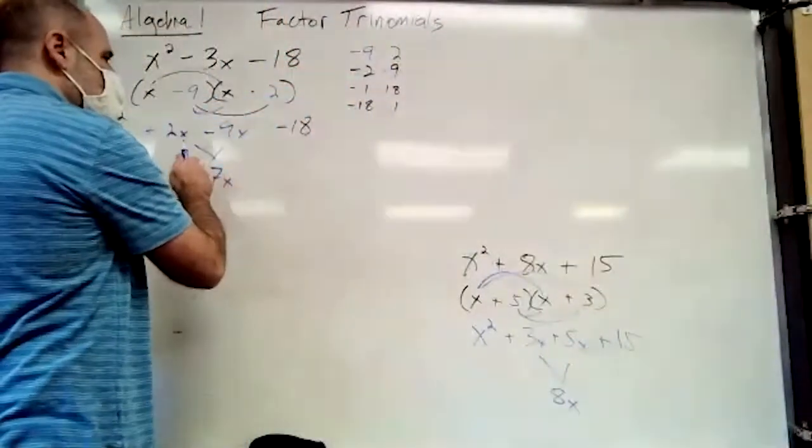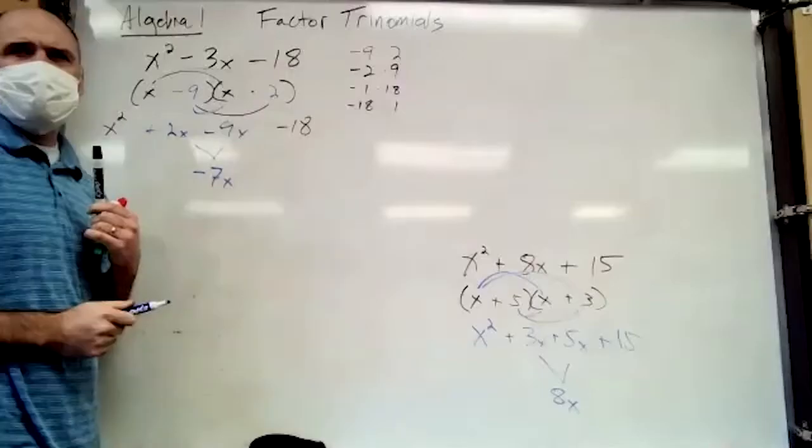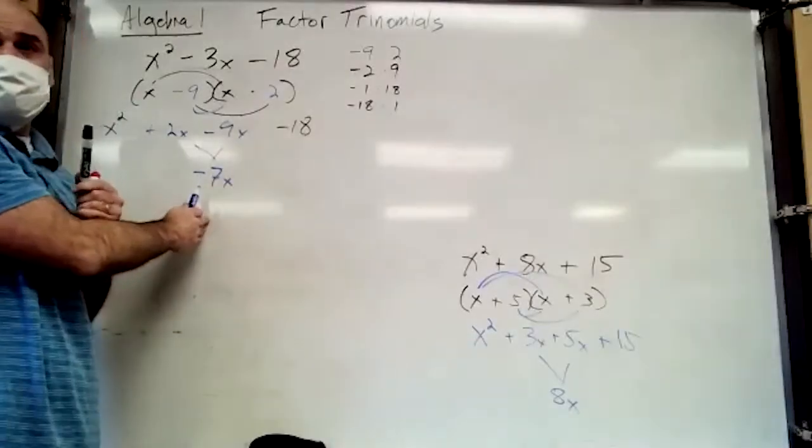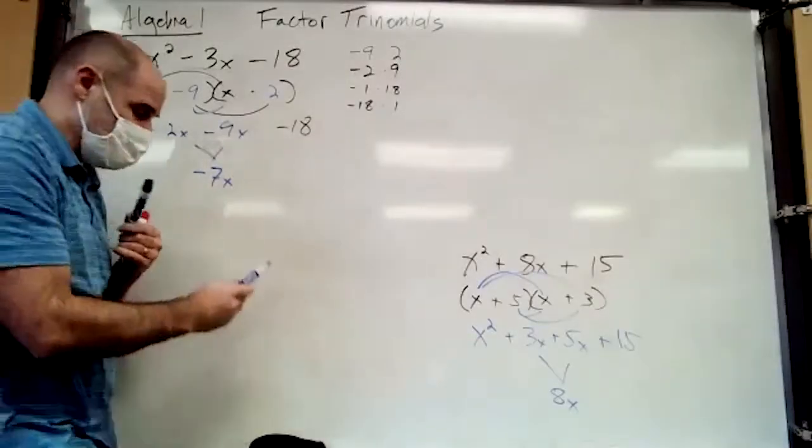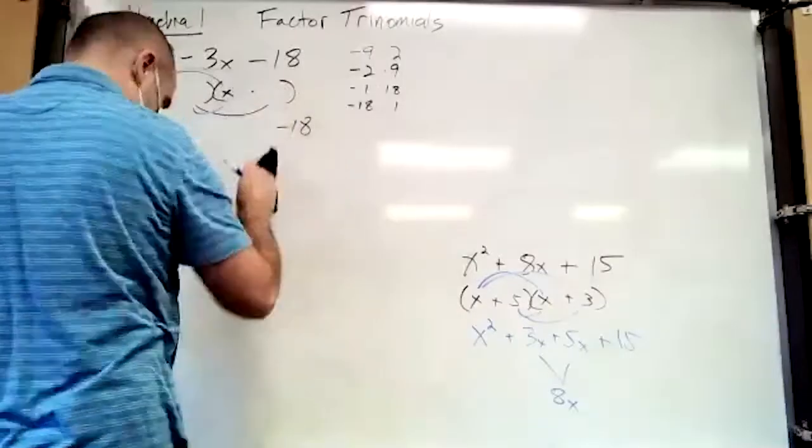So if 2 and negative 9 didn't work, do you think negative 2 and positive 9 will work? No, that'll give you a positive 7x, right? Instead of a negative 7x. What else? What do you want to try? Let's try negative 6 and 3.